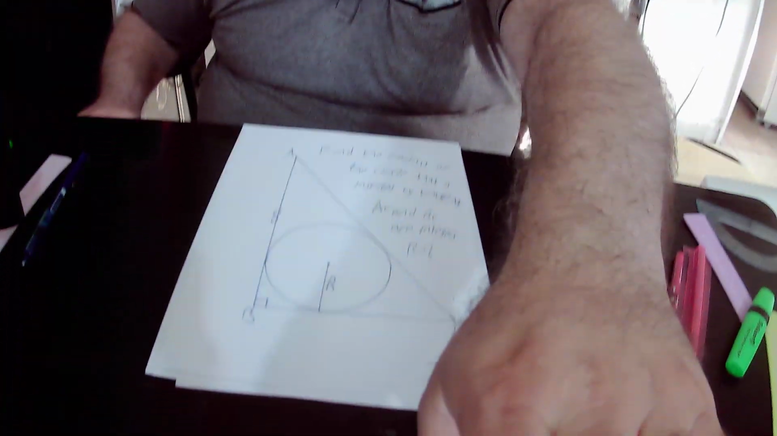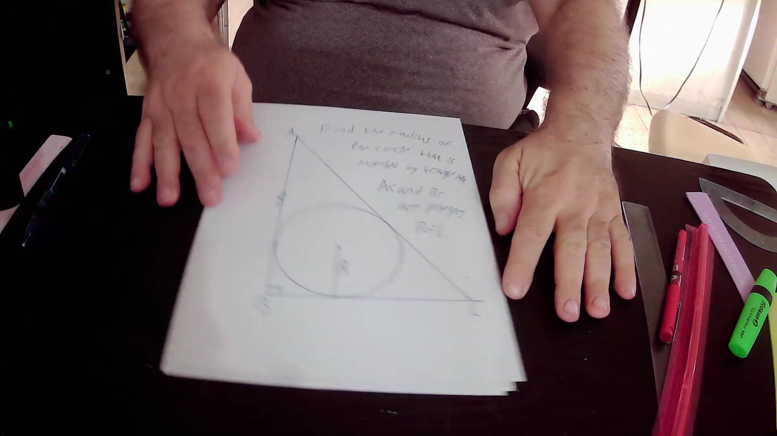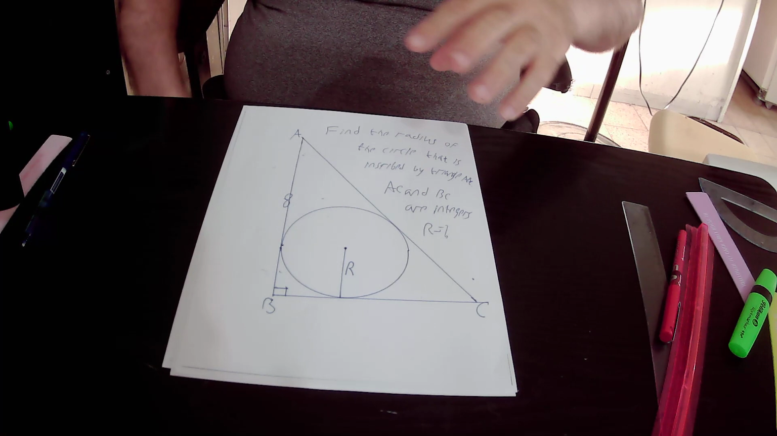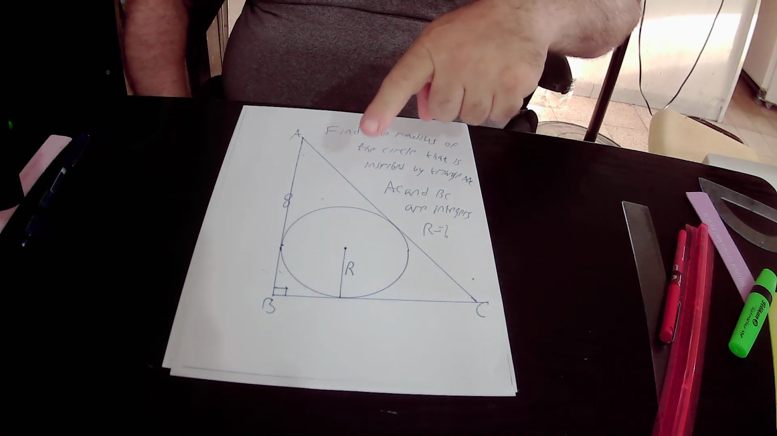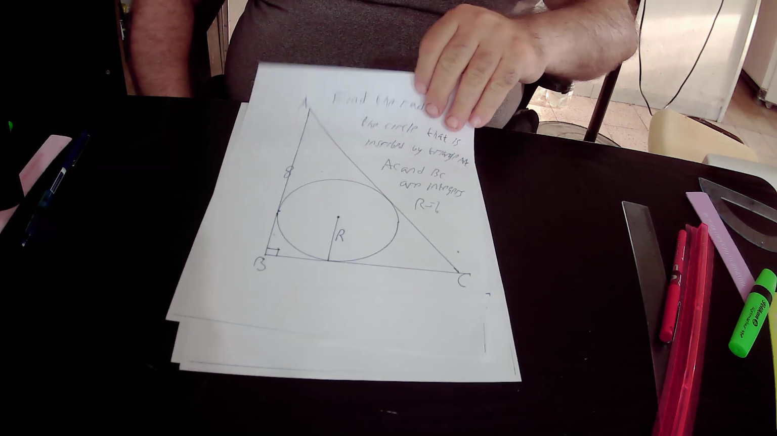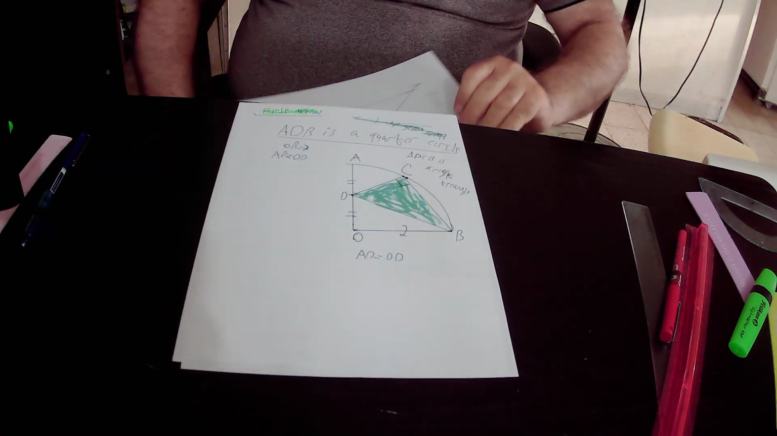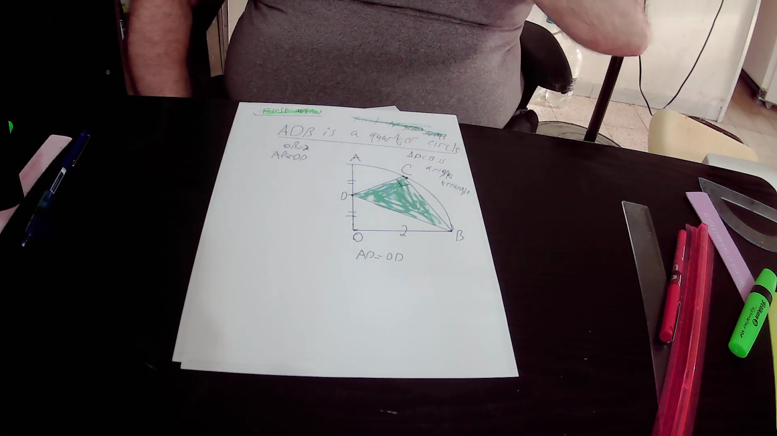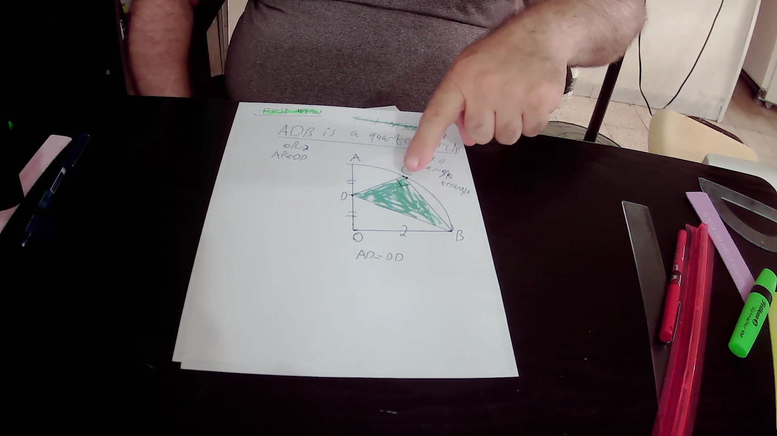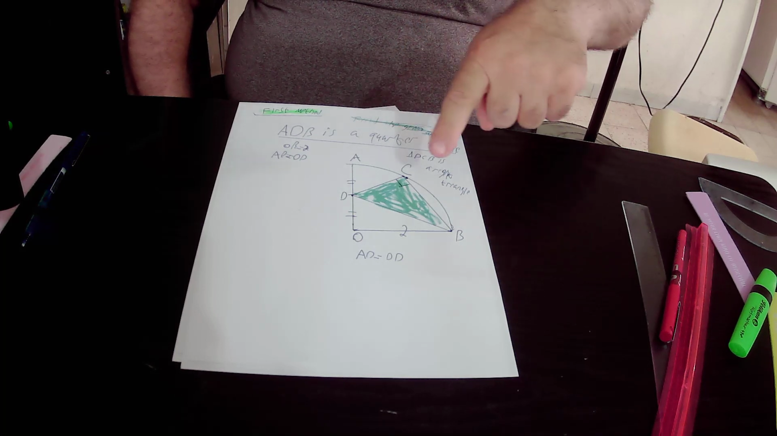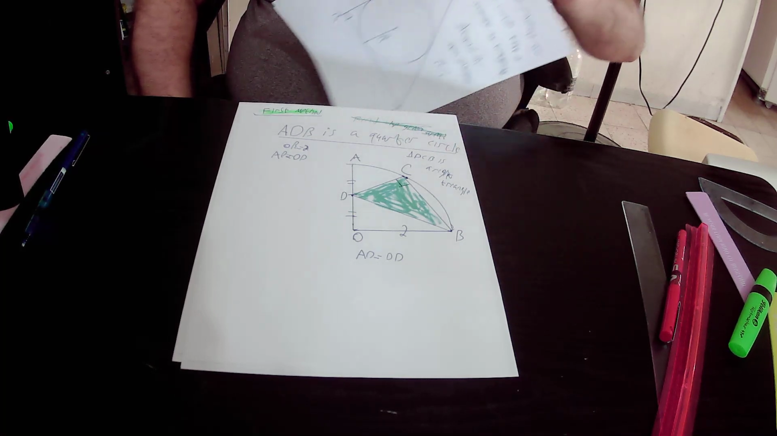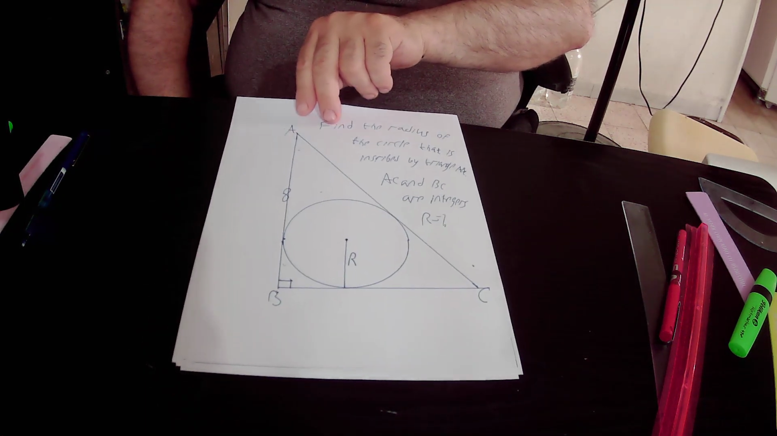Hello, in this lecture we'll answer two questions. In the first question, we'll find out the radius of this circle that is inscribed by the right triangle ABC. And in the second question, we'll find out the area of the blue right triangle that is inscribed by the quarter circle. We start with the first question.